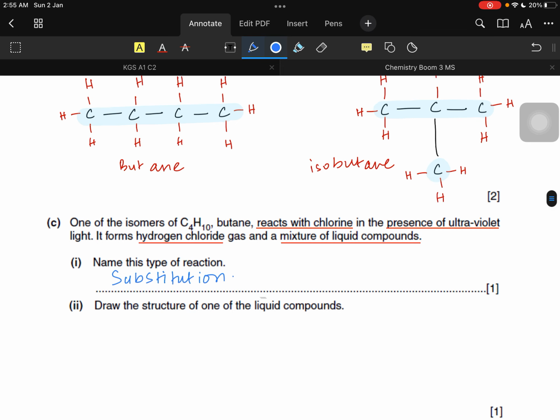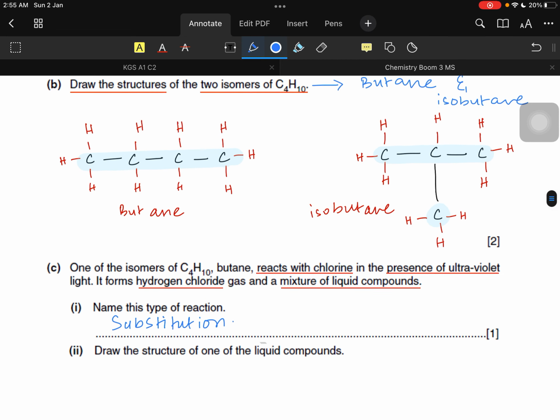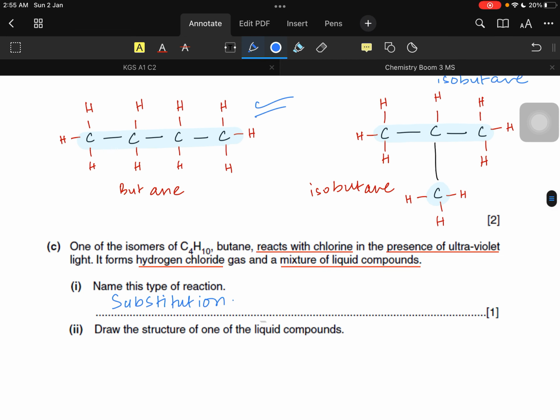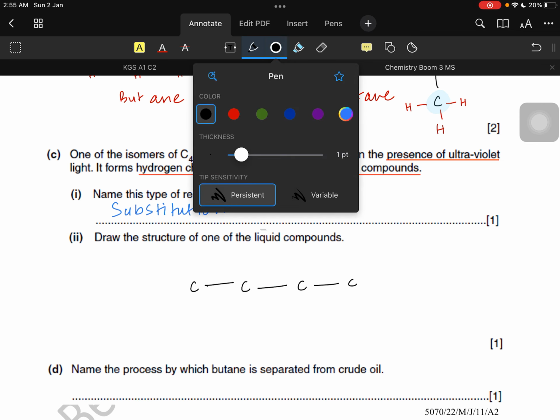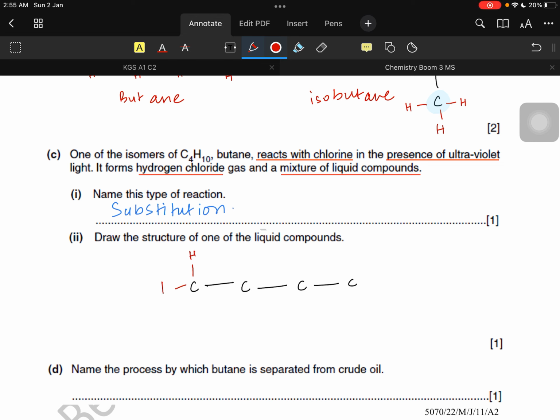Draw the structure of one of the liquid compounds. Now, let's suppose this was the structure in the beginning. What happens in the substitution reaction? One of the hydrogens goes away. So let's draw the whole structure with all its 4 carbons, 1 2 3 4. Let's draw the hydrogen atoms, but we'll remove one of the hydrogens. It's totally your call, but you have to remove one of the hydrogens because some other atom is going to come over here. I have already drawn 1 less hydrogen.